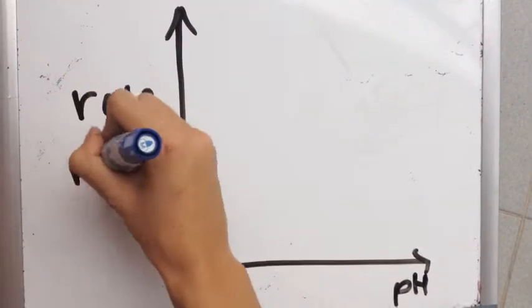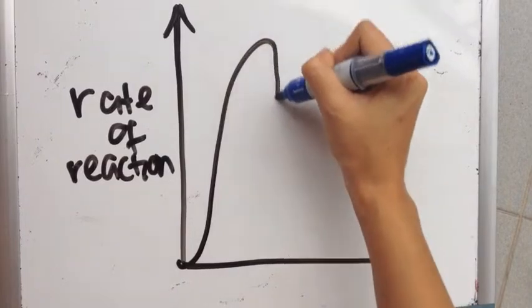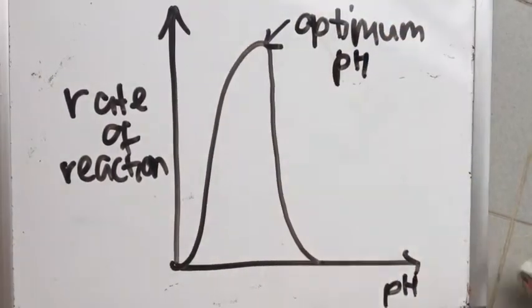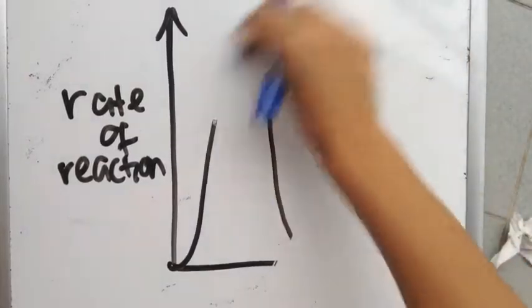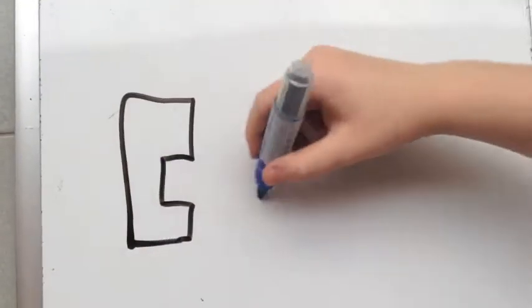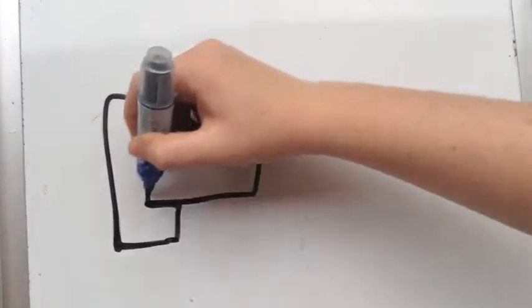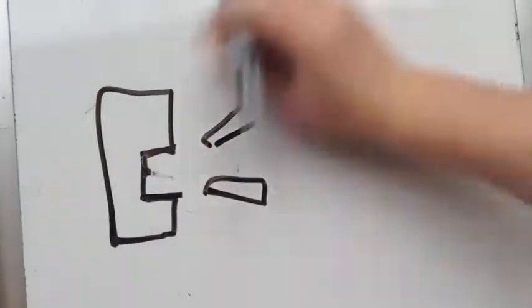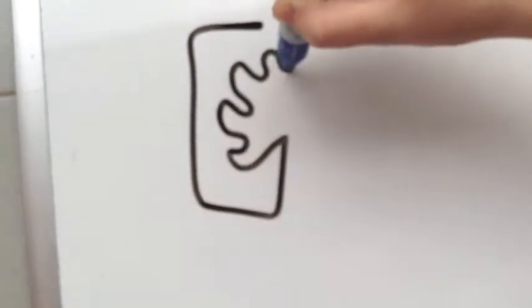All enzymes have an optimum pH. This is shown by the peak in the graph. Enzymes will denature at certain pHs. This is due to charges on the H+ and OH-, pushing apart the bonds in the tertiary structure so that the substrates no longer fit the active site.